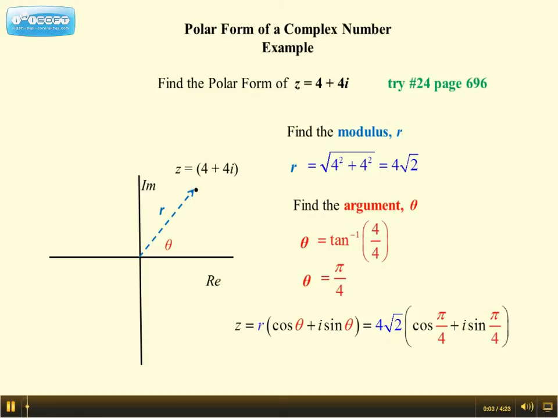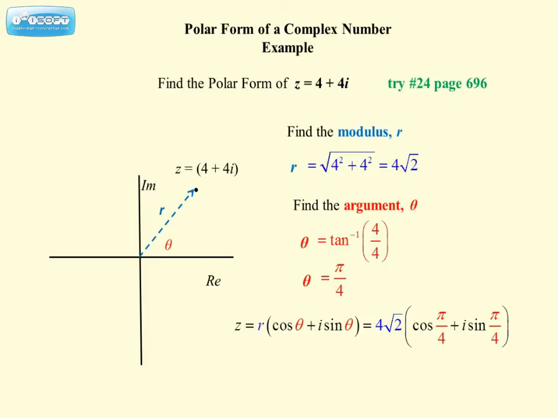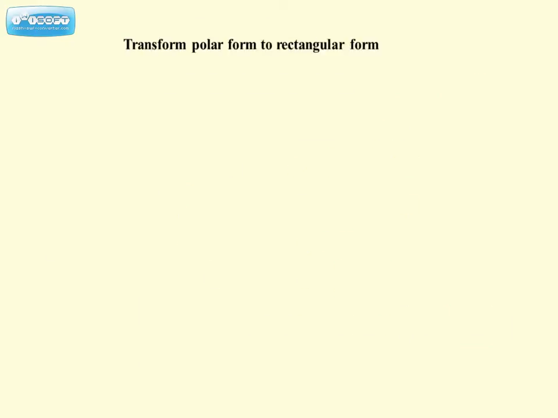Our first presentation of looking at complex number operations ended with this slide, which was the example of converting 4 plus 4i into polar form. Let's now transform this to rectangular form and check our result.